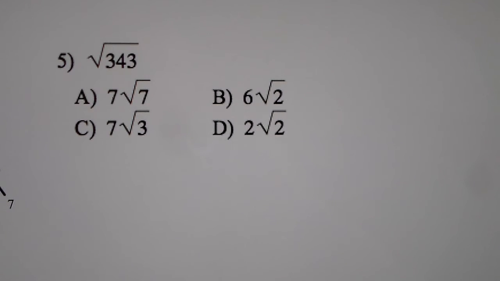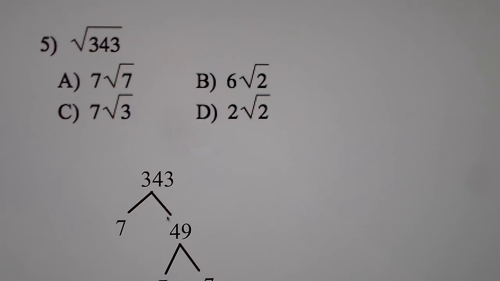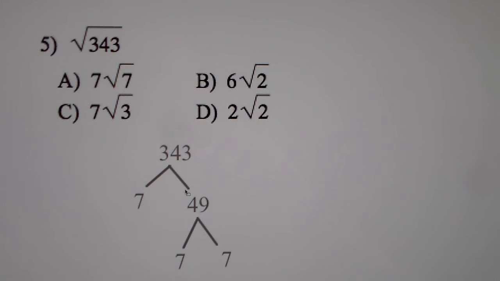Here's number 5, 343. Now 343, that's a little bit tougher. 343 is not divisible by 2, and it's not divisible by 3. So we have to try some other numbers. We do 343 divided by 4, that doesn't come out to a pretty integer. Divided by 5, it doesn't come out to a pretty integer. Divided by 6, it doesn't come out to a pretty integer. But when we divide it by 7, 343 divided by 7, we get 49.